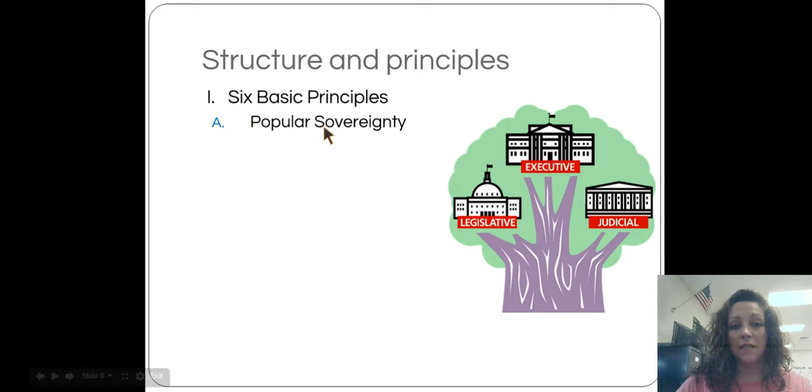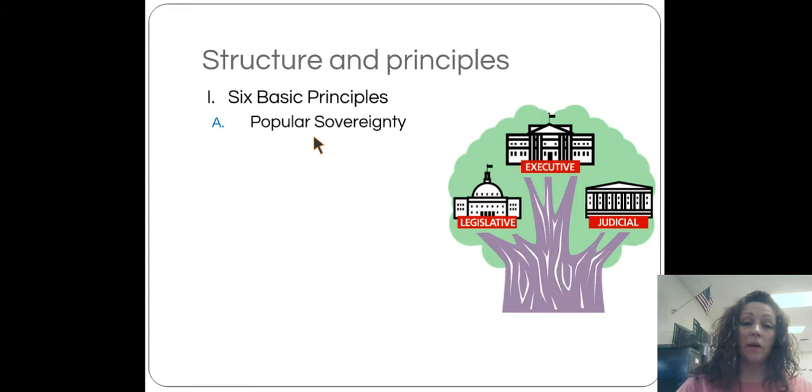So popular sovereignty as a basic principle is the idea that the people hold the governing power, that we make decisions that affect our government. And we do that by voting for congressmen, voting for the president, voting in elections and things like that. That's how we exercise popular sovereignty.